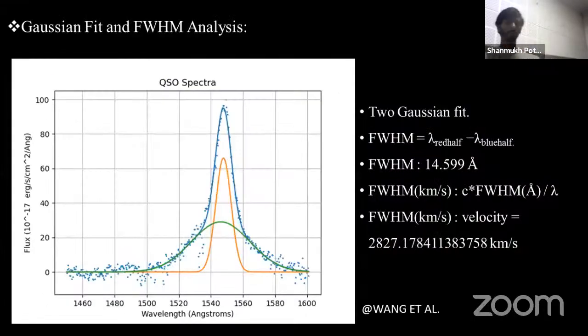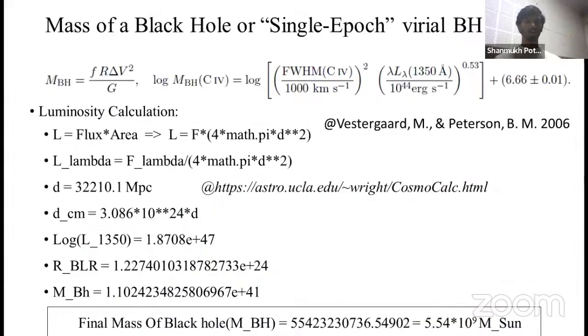For that purpose, I need to find the FWHM, and FWHM gives us the velocity. If you remember the Keplerian velocity formula, V equals the square root of GM by r, I got V, the velocity. I need to get the radius of the broad line region. The radius of the broad line region is directly connected to the luminosity. So what I have to do now is completely change the flux that I've got from the spectra into luminosity versus wavelength. As we know, luminosity is flux times area, so I can change the flux values into luminosity values.